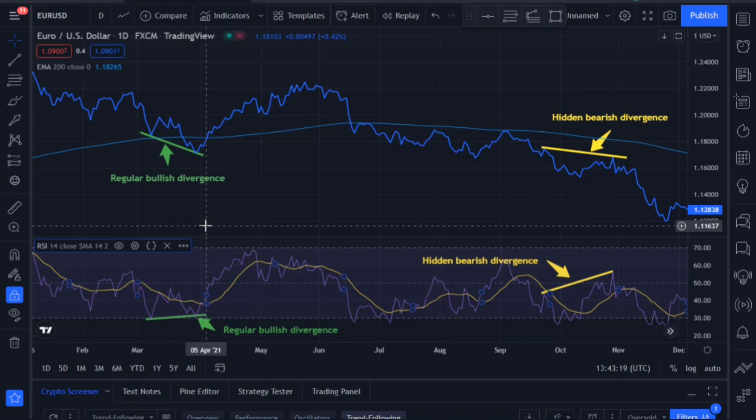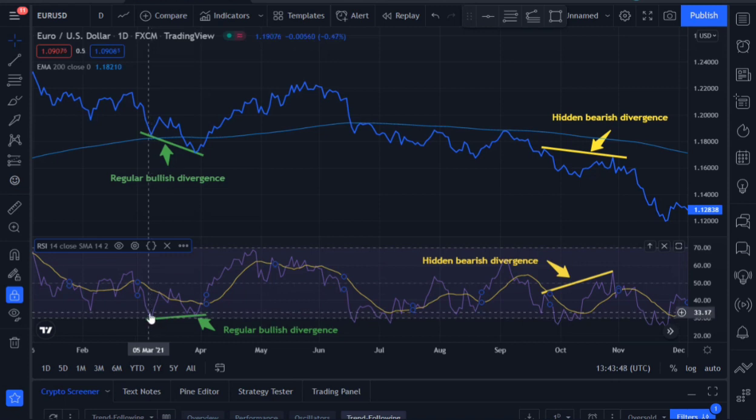But by combining divergence with other forms of indicators such as patterns, the 200 EMA trend line, support and resistance, or other forms of oscillators, you'll be able to increase your win rate significantly. So what I'm trying to say in essence is, if you want to take a buy position, the moment the RSI is signaling an oversold region, you get ready to spot your divergences out.